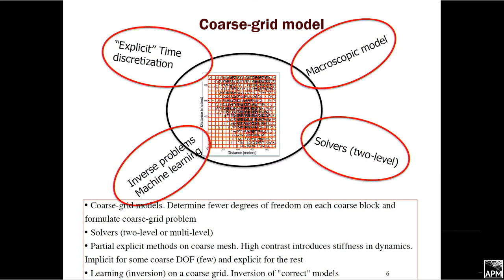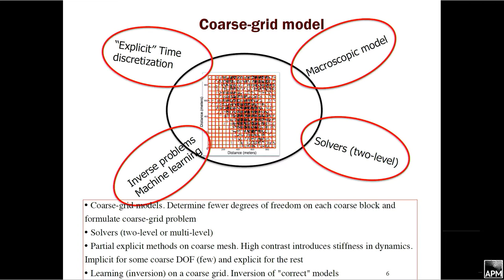We can also use it for temporal dynamics. We saw in the talk of Professor Smirnov that high contrast brings stiff dynamics. If you have a coarse model, you can treat only a few degrees of freedom implicitly and the rest explicitly, and then of course inversion. I'd like to say briefly, one slide for each, and then talk about the macro scale model.